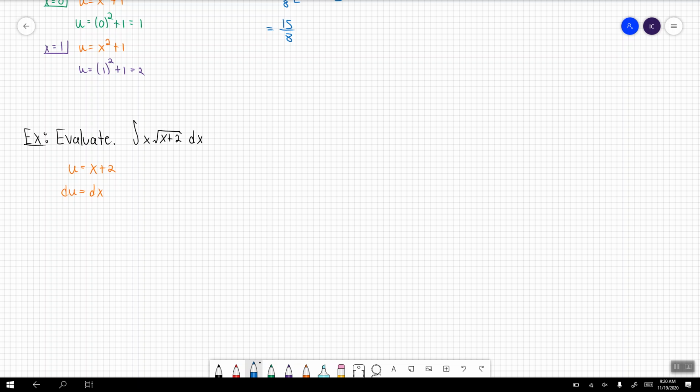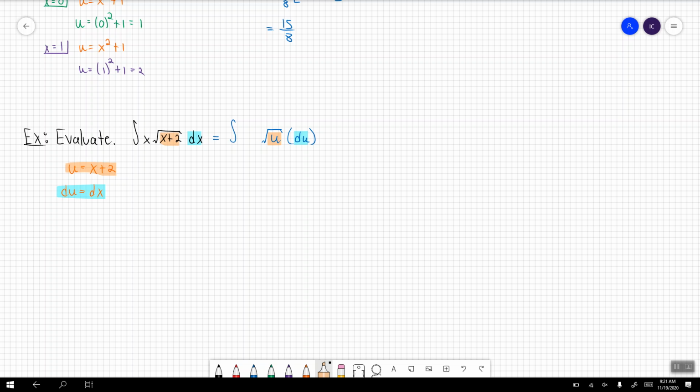Take this integral, we now have the square root of x plus 2, that's my u. All right, that's great. But now I have my dx. My dx is just my du. Okay, so dx, that's just my du. My initial substitution was u is equal to x plus 2.